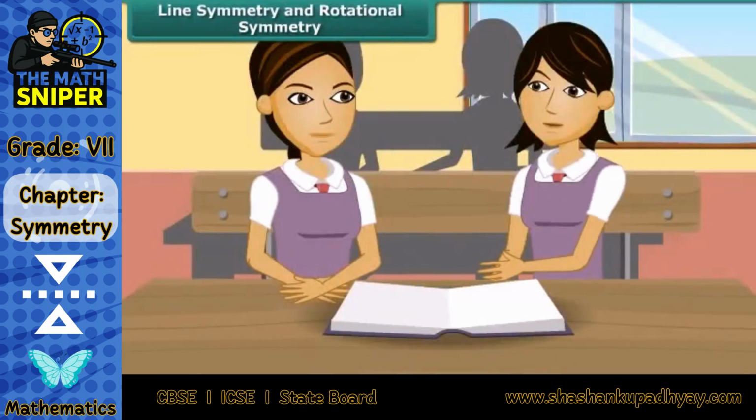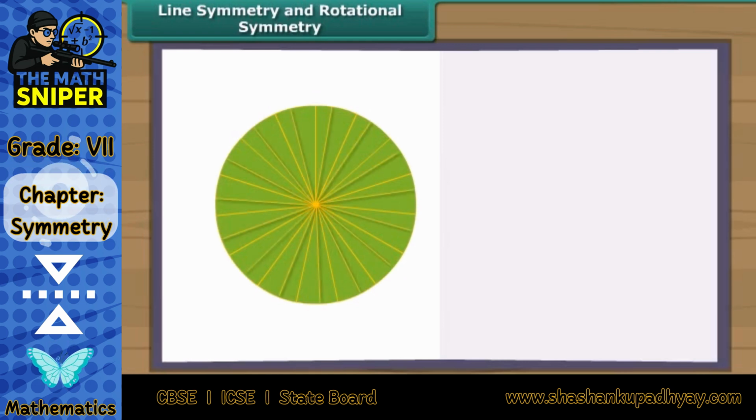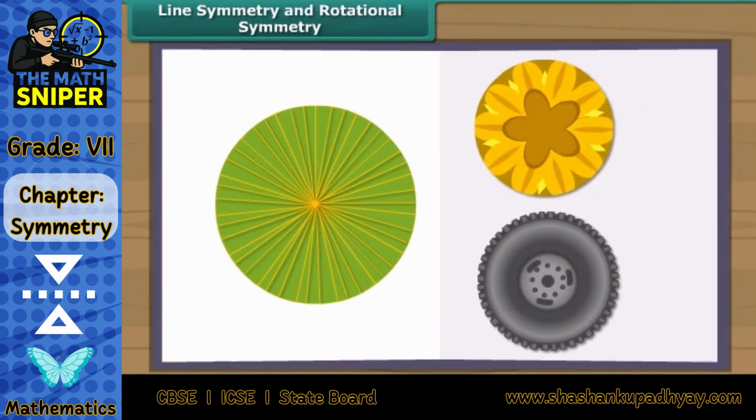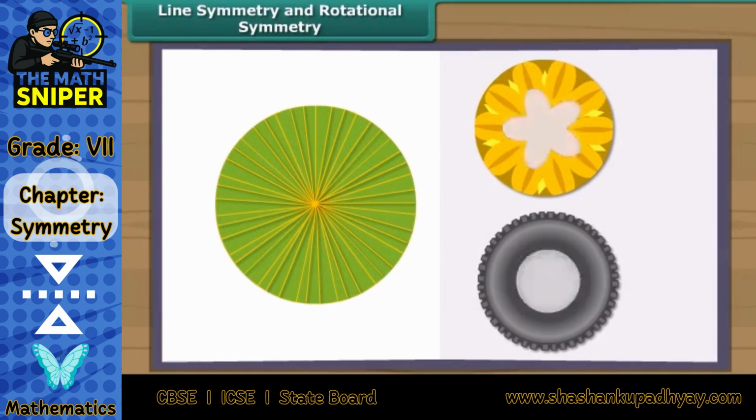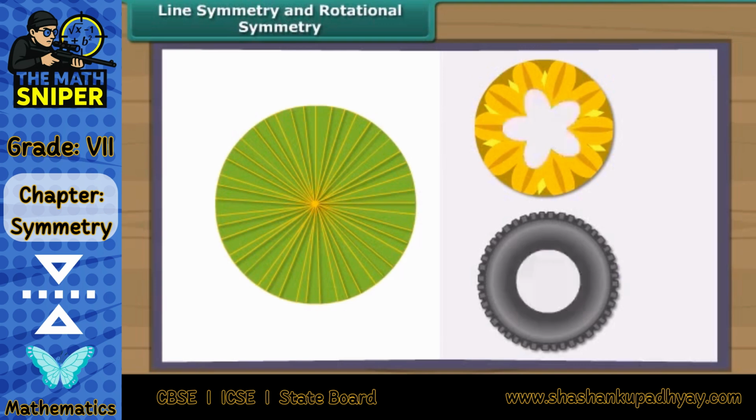Do you know which is the most perfect symmetrical figure? Is it a circle? Yes, the circle is the most perfect symmetrical figure. It can be rotated around its center through any angle, and at the same time, it has an unlimited number of lines of symmetry. Observe these circle patterns. Every line through the center forms a line of symmetry and has rotational symmetry around the center for every angle.